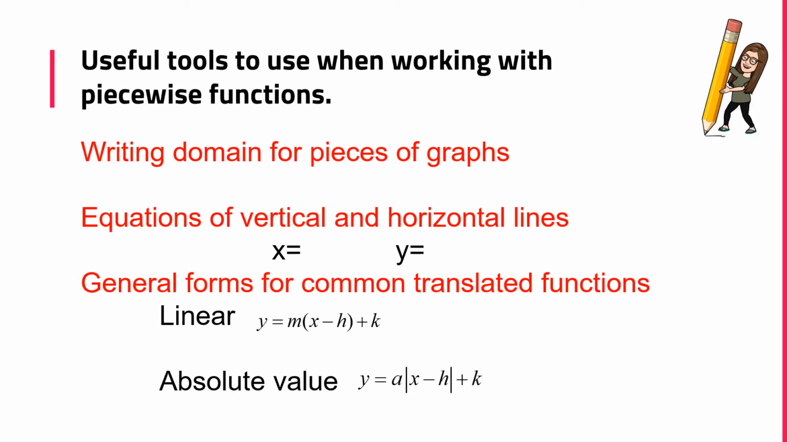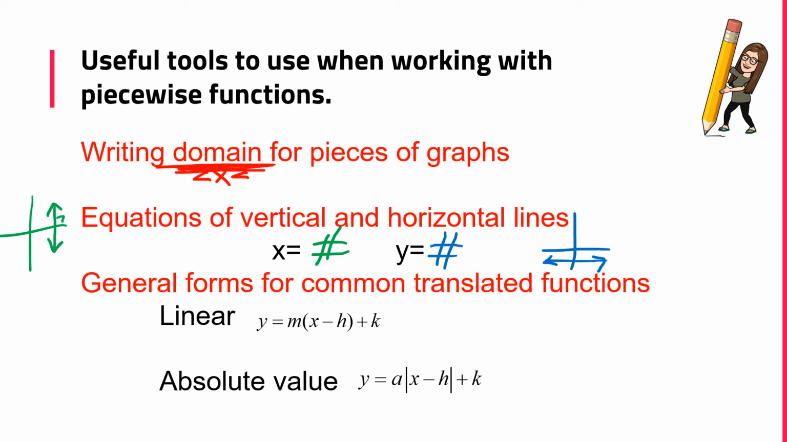So a couple of things to think about when working with piecewise functions. We're essentially writing a domain for each piece of the graph. We've been working on domain and range, okay? So that's our goal. What's the domain? What's the x limits? Don't forget the equations of vertical and horizontal lines. If I slice the x-axis at a certain number, that's my equation. Like x equals 7 would be a vertical line through 7. Or vice versa, if I say y equals some number, like let's say y equals -3, then I'm slicing the y-axis at -3. So just remember how to write those equations.